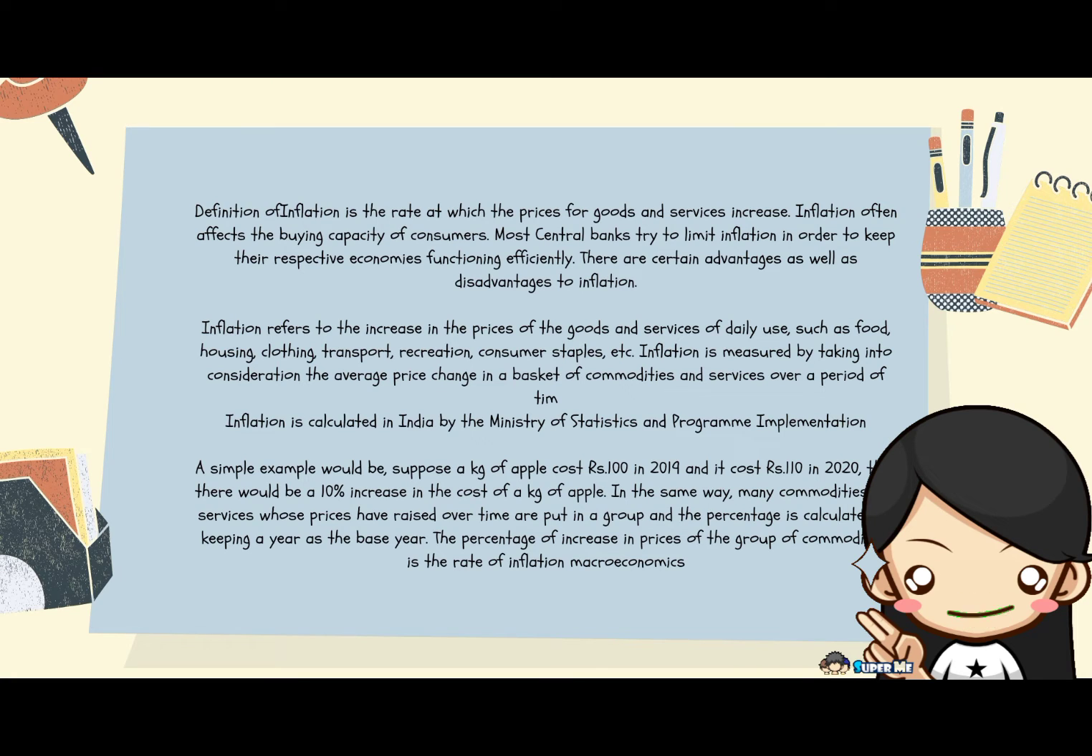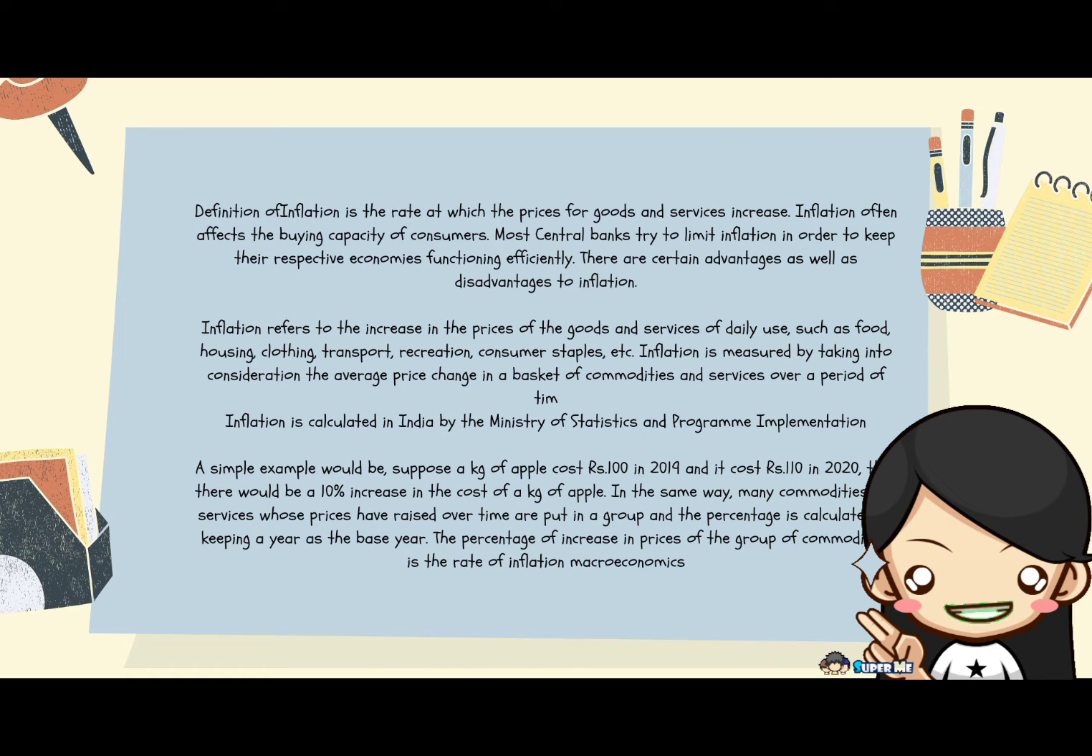Inflation is measured by taking into consideration the average price change in a basket of commodities and services over a period of time. Inflation is calculated in India by the Ministry of Statistics and Program Implementation. A simple example would be, suppose a kilogram of apples cost 100 rupees in 2019 and it cost 110 rupees in 2020. Then there would be a 10% increase in the cost of a kilogram of apples.